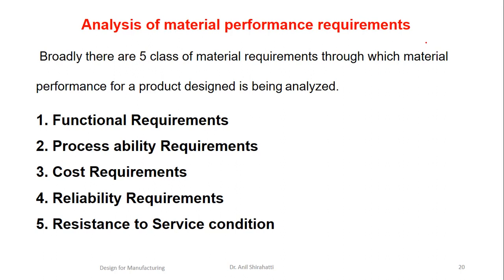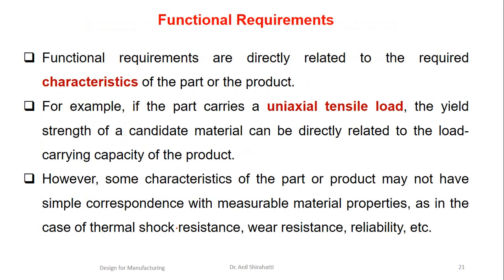So broadly there are 5 classes of material requirement through which the material performance for a product design is being analyzed. First is the functional requirement, next is the processability requirement, cost requirement, reliability requirement, and resistance to service requirement. So we will see all this in brief. Let's start with the first, that is the functional requirement.